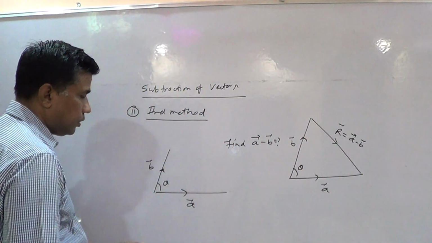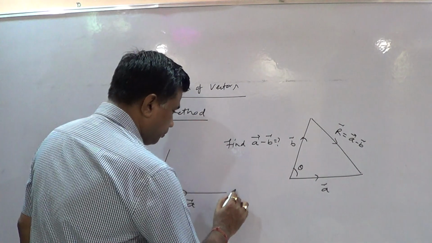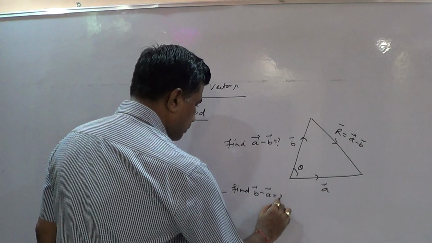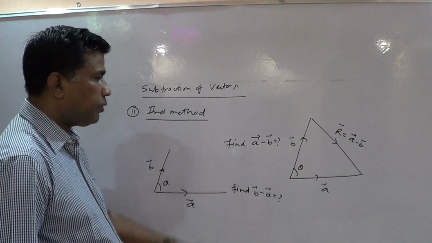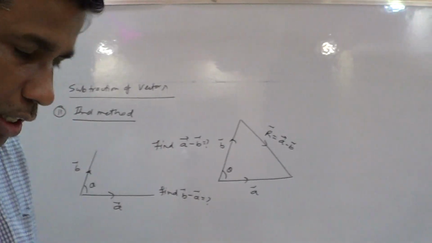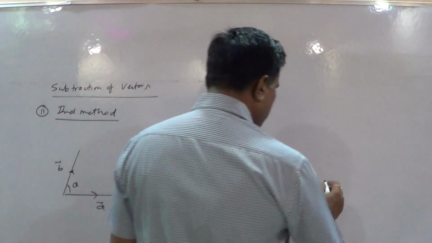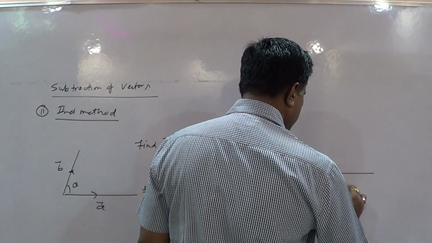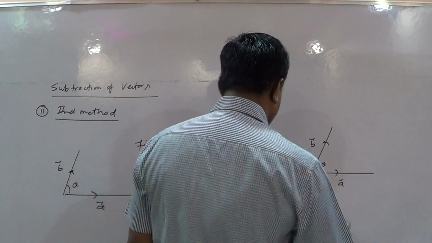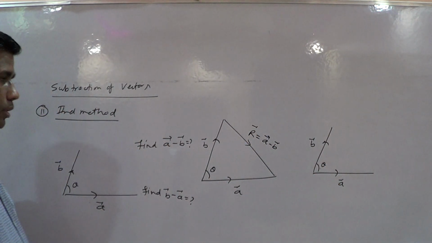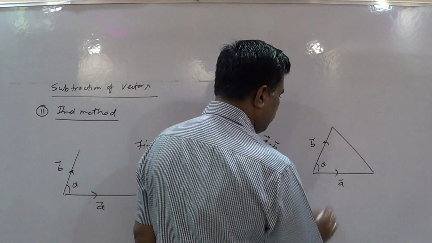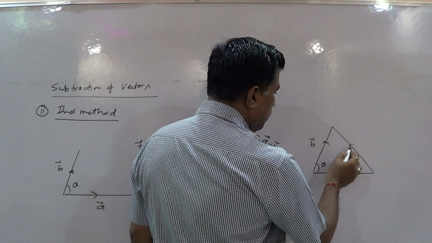See, now I am going to find B minus A. See how to find B minus A. Students, see how to find B minus A. I will make this A, B as it is, copied from the question part. So to find B minus A, join this and make an arrow towards B.